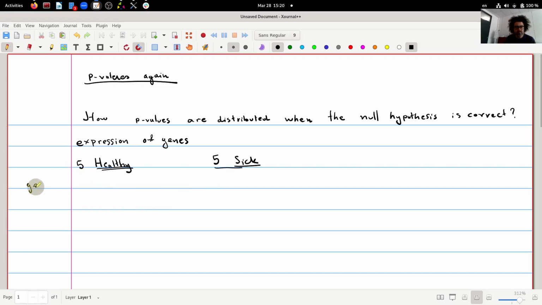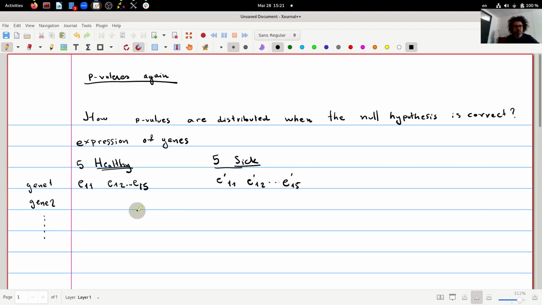So here we have gene 1, gene 2, and so on. And here we have the expression values of these 5 people. So expression value 1,1, expression value 1,2, expression value 1,5. And here we have also expression value 1,1, expression value 1,2, up to expression value 1,5.